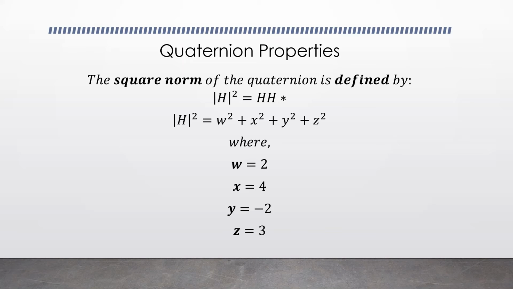Based on the initial definition of a quaternion, we know that w, x, y, and z are real numbers. So when solving the square norm, the answer is going to be a real number. We can see here that w equals 2, x equals 4, y is negative 2, and z is 3.